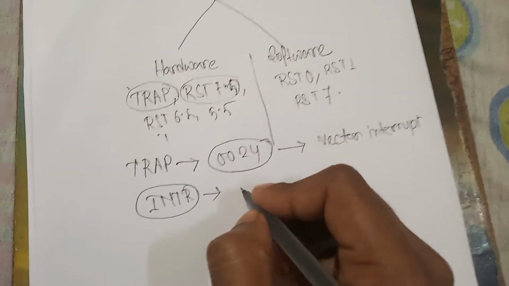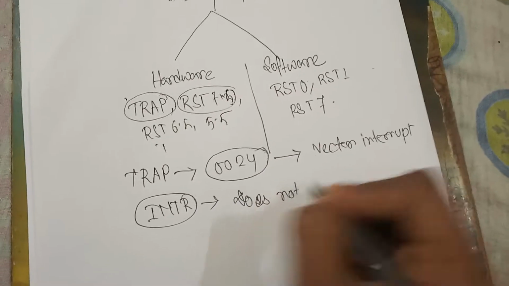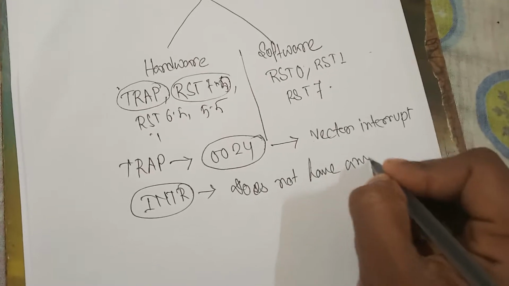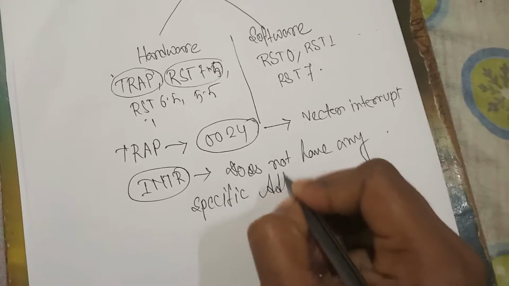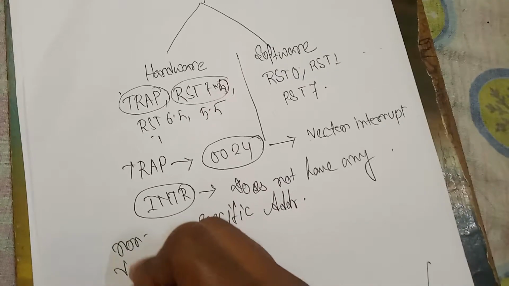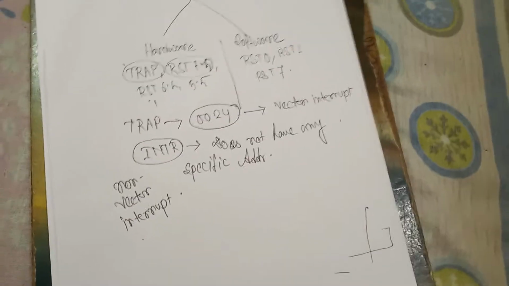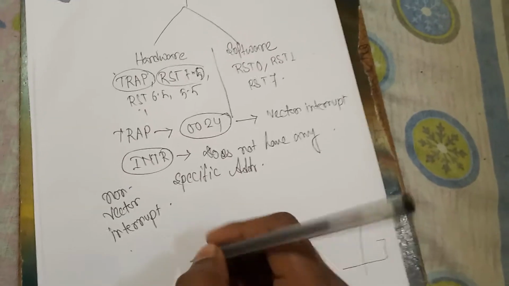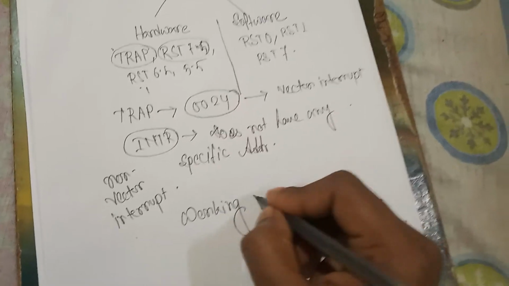But INTR does not have any specific address, so it is a non-vector interrupt. Clear?